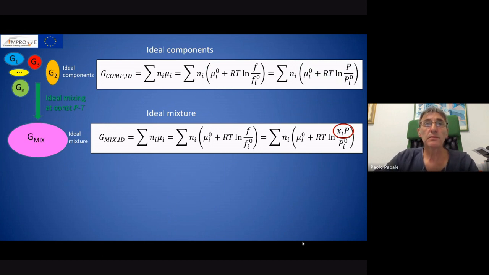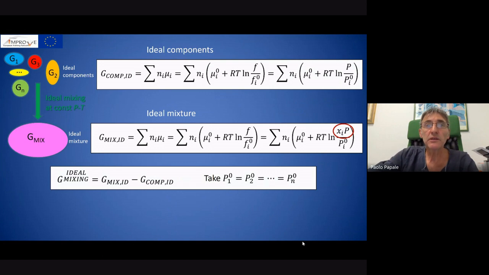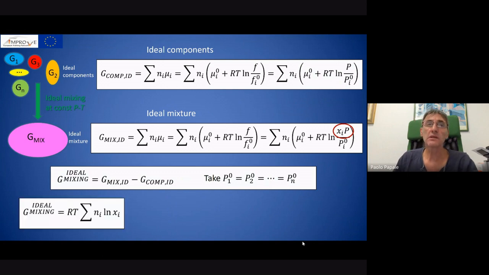Now, as we said, simply write the Gibbs energy of ideal mixing as the difference between the Gibbs energy of the ideal mixture and the sum of the Gibbs energies of the ideal components, what we have in the second equation minus what we have in the first equation. For all components, either as individual or in a mixture, we can choose the same reference pressure. The resulting expression for the Gibbs energy of ideal mixing, obtained by subtracting the Gibbs energy of the ideal components from the Gibbs energy of the ideal mixture, is this one.